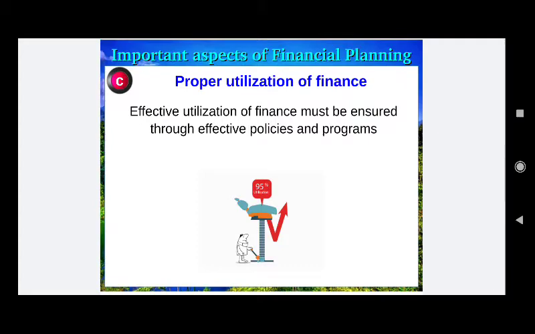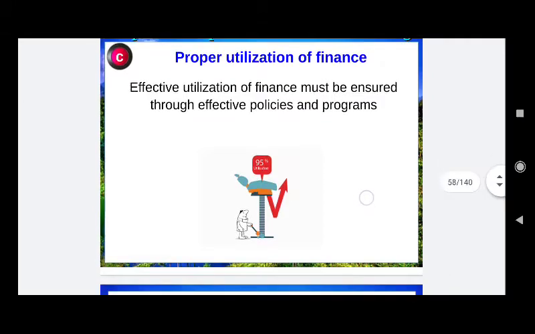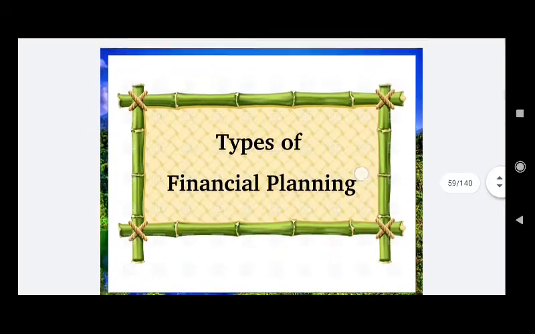Then comes the next factor called proper utilization. The effective utilization of finance must be ensured through effective policies and programs, because once the funds have been procured from the borrowers or the shareholders, they are expecting some return from the company, and the company's liability is to make its best use. Only when the best use is made can the company declare higher dividends.